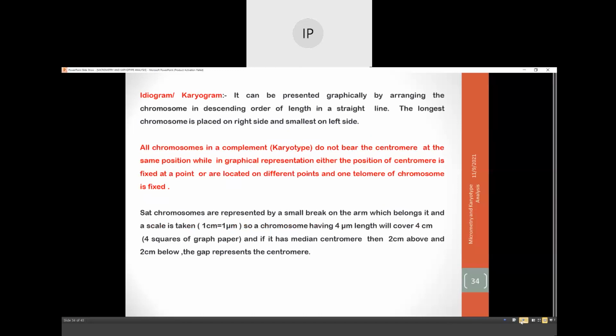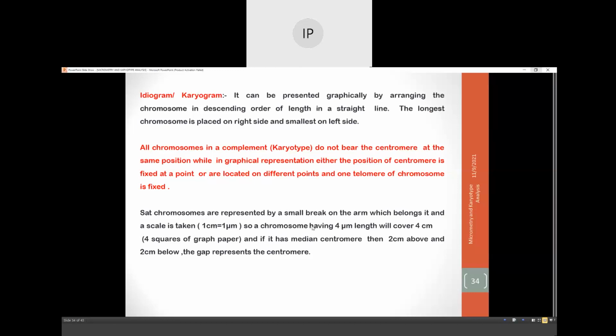Now, an ideogram or karyogram can be presented graphically by arranging the chromosomes in descending order of length in a straight line. The longest chromosome is placed on the right side and the smallest on the left side. All chromosomes in a complement do not bear the centromere at the same position. In graphical representation, either the position of the centromere is fixed at a point or they are located at different points and one telomere of the chromosome is fixed. With that we will see in the next slide.